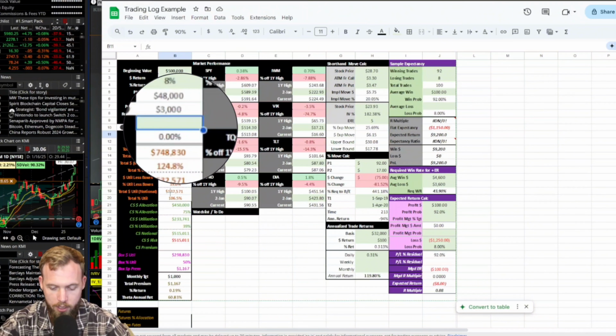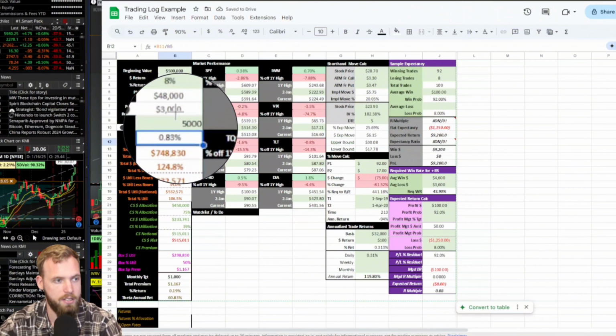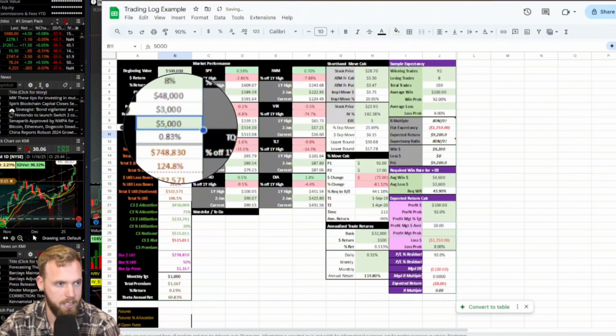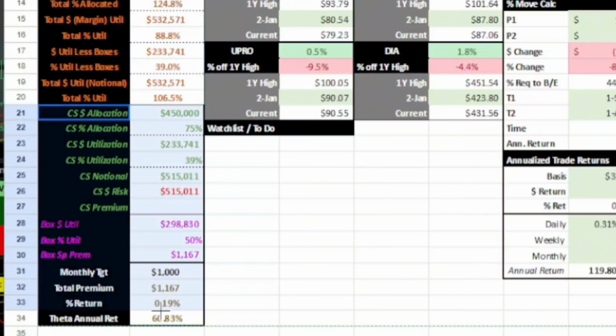I could say, well, I want to put on a $5,000 trade, and this will tell me how much that is of the total portfolio. So just little tools like that to help the day-to-day stuff be a little bit easier. Then I have a total section that collates everything from the subsections down here.